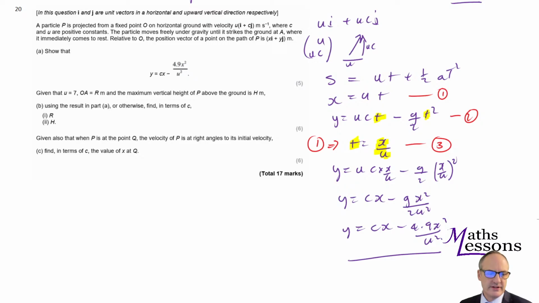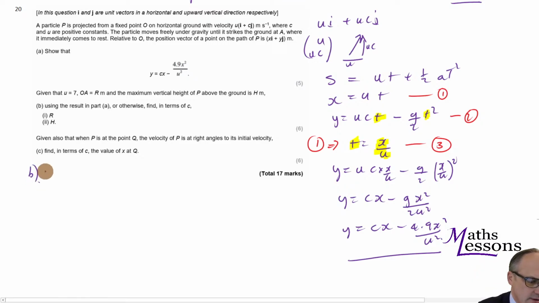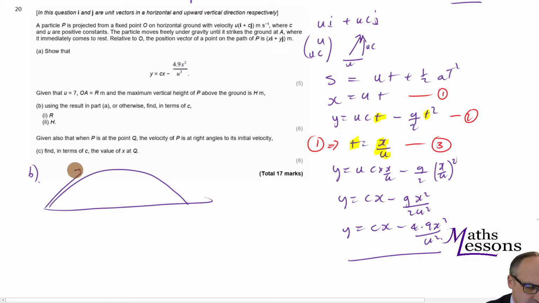Right, if you managed to get this one out, you've done very well indeed. Part B, not so bad, but part C is a tricky question. So let's look at this, using the result in part A to find R. If we draw a little picture of our projectile, there's our initial projection, and point R is where it hits the ground, so y will equal 0.